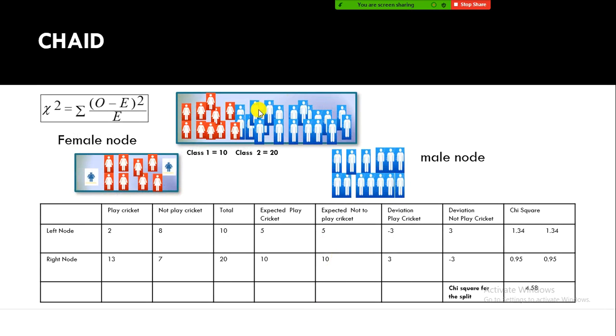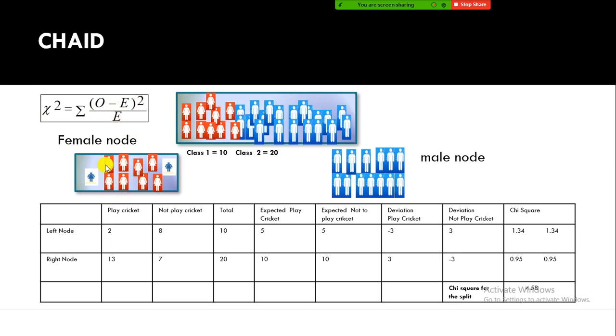Look at this. This is my root node. Here I have 30 students. Of this, we have a male node and a female node. On the left side we have the male node, and this is my female node. This is the chi-squared formula: the observed minus expected whole square divided by expected.